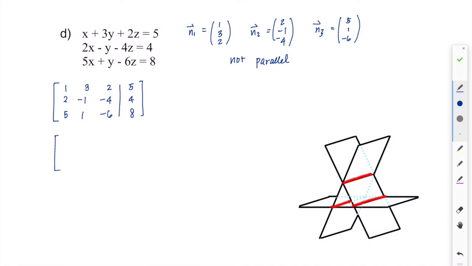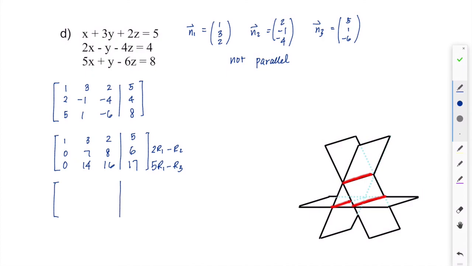Okay, let's see. Row 1, 1, 3, 2, 5, is fine. 2R1 minus R2 gives 0, 7, 8, 6. 5R1 minus R3 gives 0, 14, 16, 17. Okay, so the second row and third row are not the same, so keep eliminating.